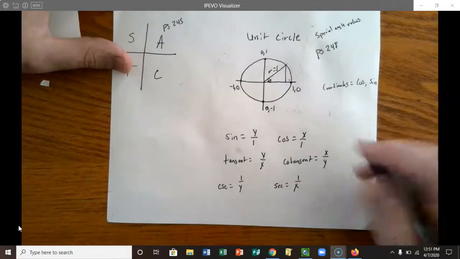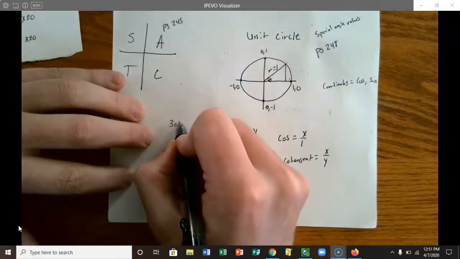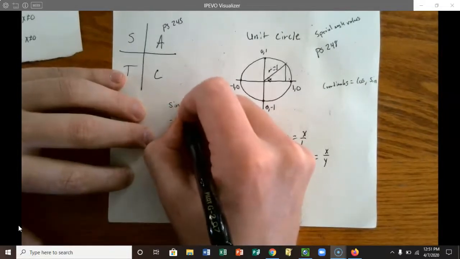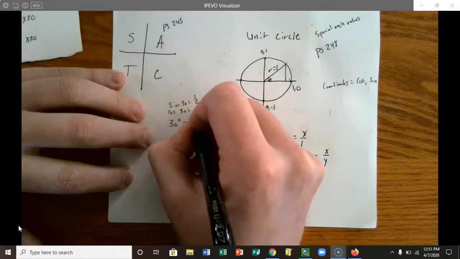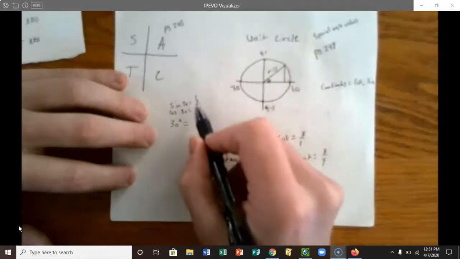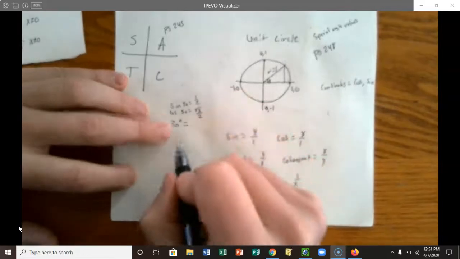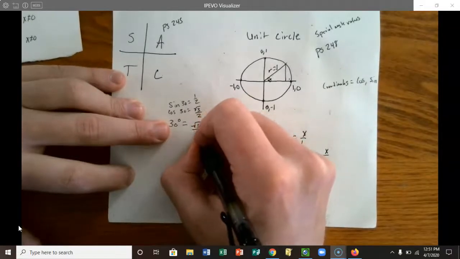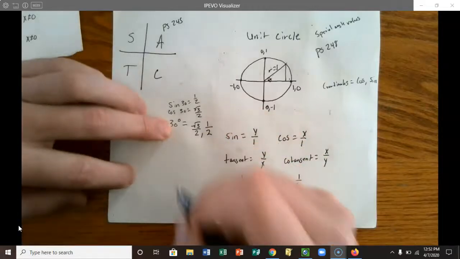So let's say we're given a 30-degree angle, and we're asked to find the coordinates at which it falls. We have 30 degrees, and we know that the sine of 30 is equal to 1/2, and that the cosine of 30 is equal to the square root of 3 over 2. Since sine is our y value and cosine is our x value, the coordinates at which the 30-degree angle falls is at the square root of 3 over 2 for the x value, and a y value of 1/2.